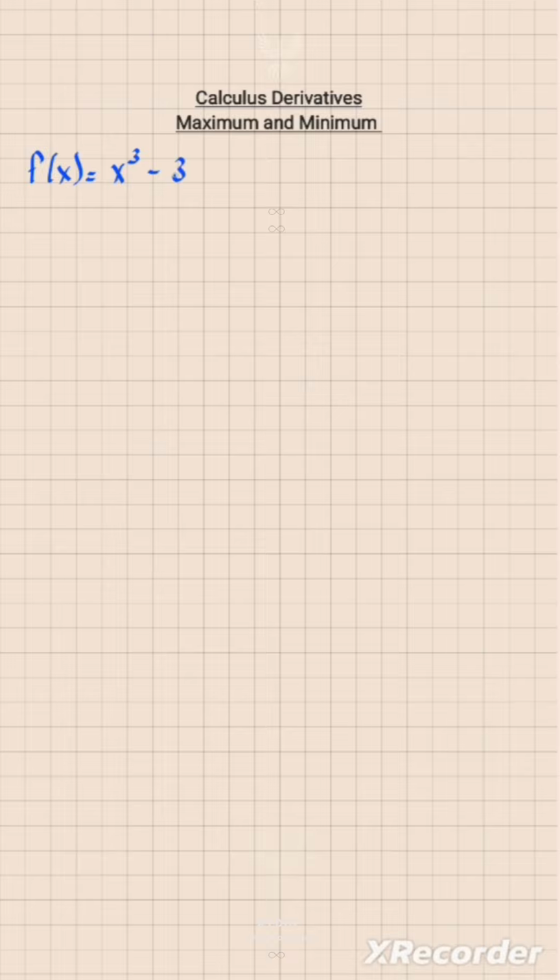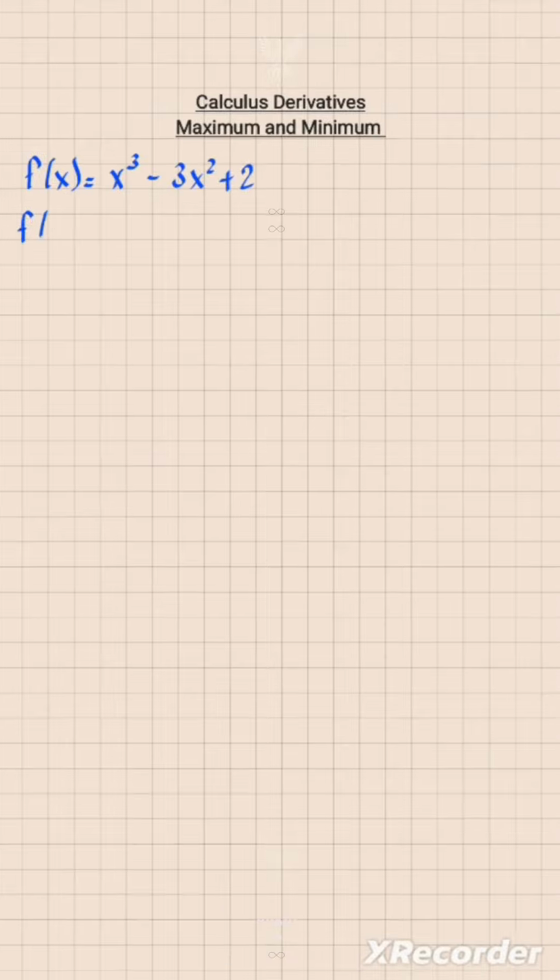Today we'll find the maximum and the minimum of a function. Let's say we have f of x is equal to x to the 3 minus 3x squared plus 2. Finding the derivatives of this function will be helpful to find the maximum and the minimum. If we take the first derivative of this function, we have 3x squared minus 6x.